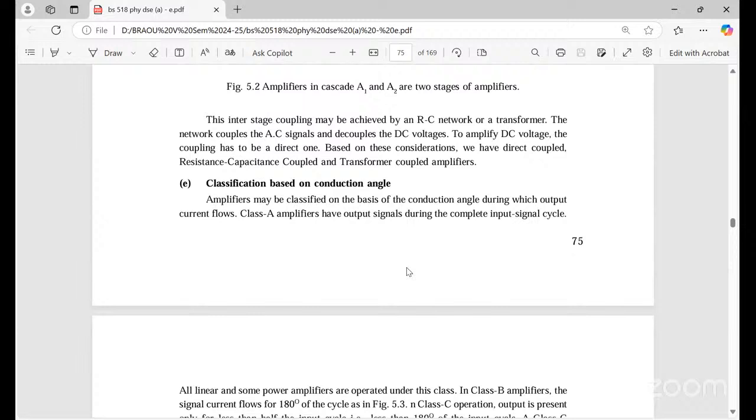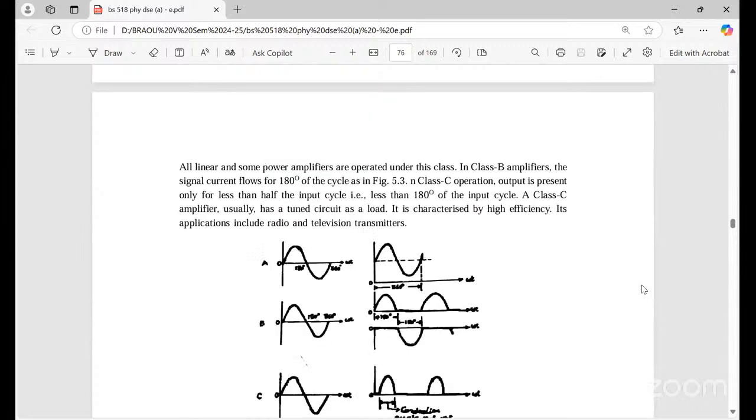So here is the classification based on the conduction angle. Amplifiers may be classified on the basis of the conduction angle during which output current flows. Class A amplifiers have output signals during the complete input cycle. So all linear and some power amplifiers are operated under this case. Okay. So in class B, the signal current flows for 180 degrees of the cycle.